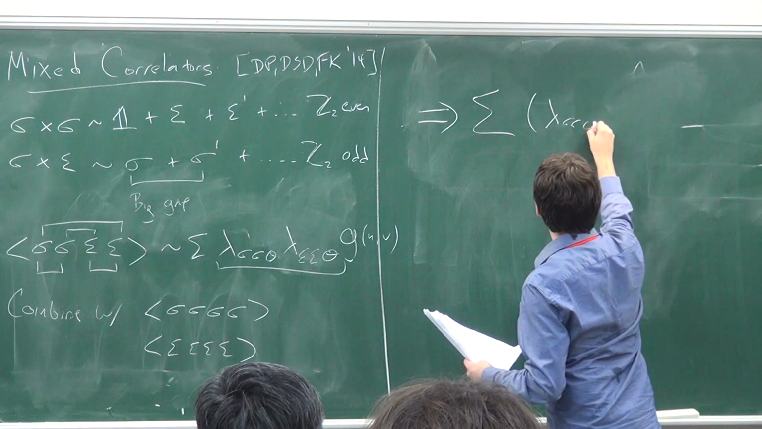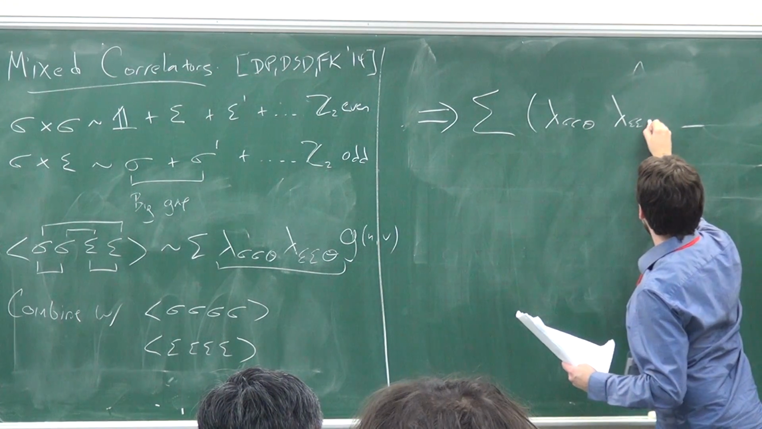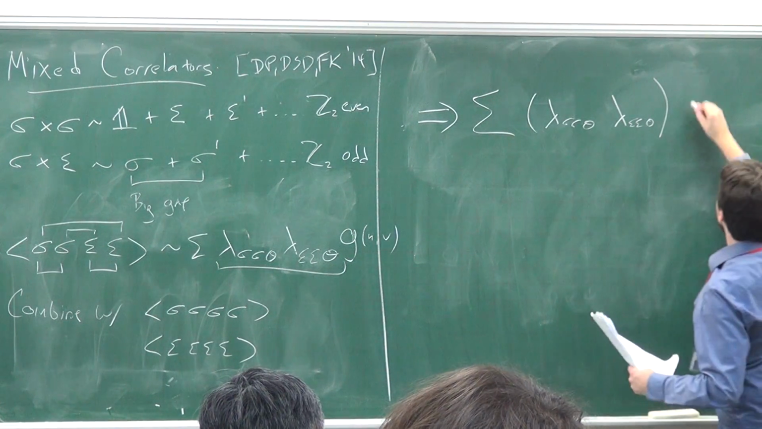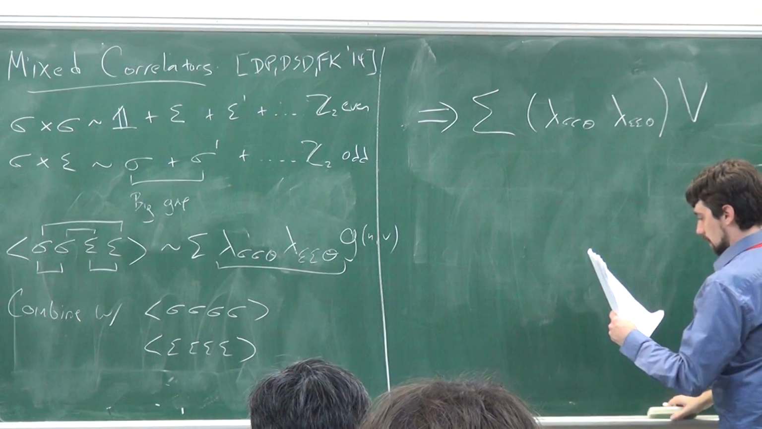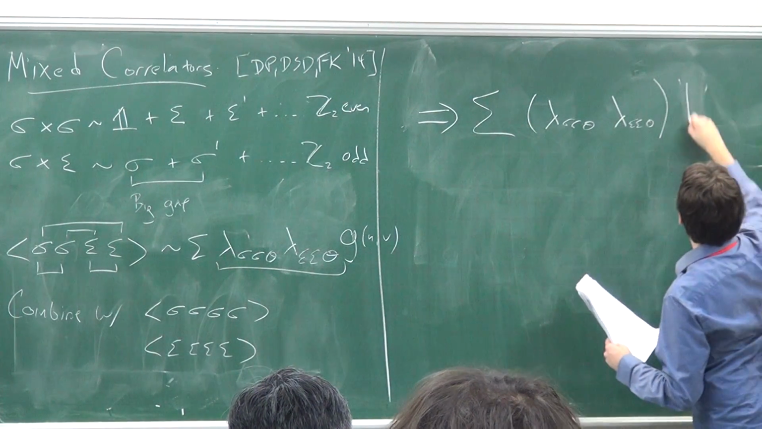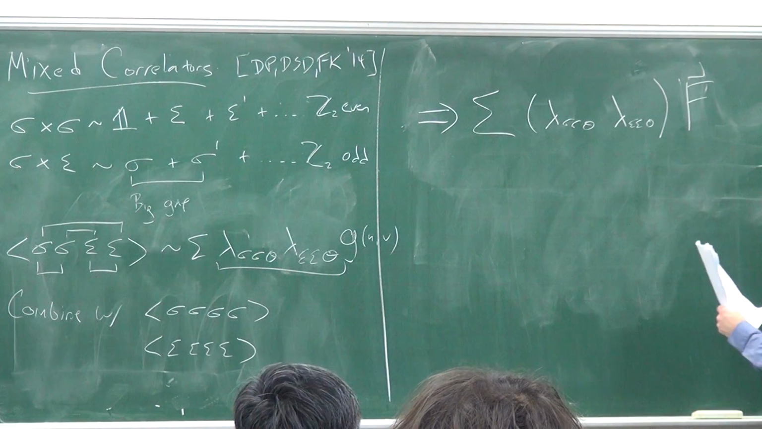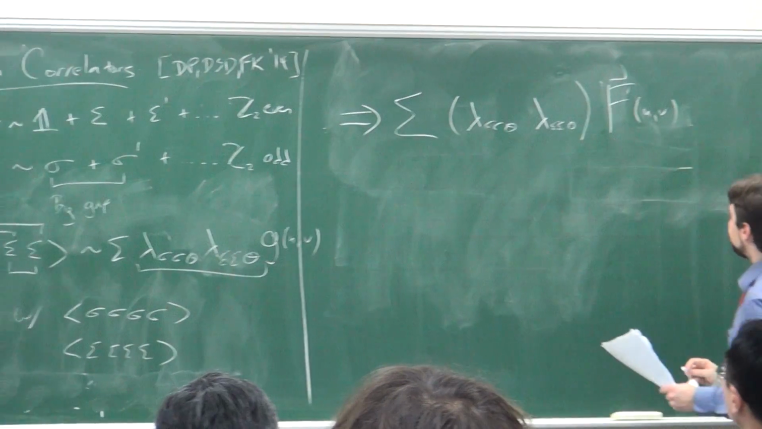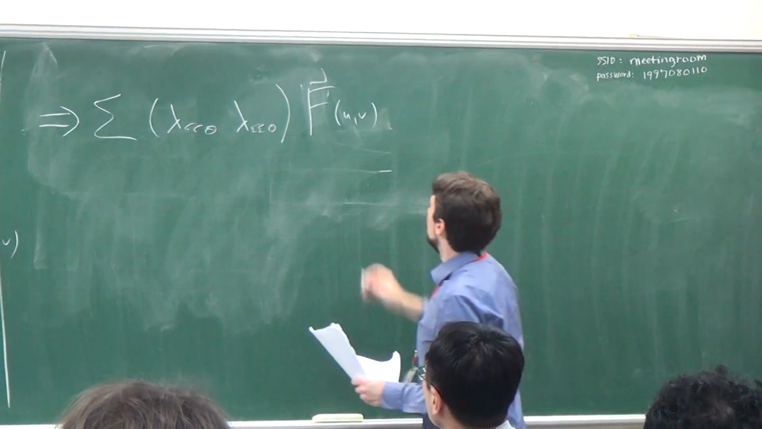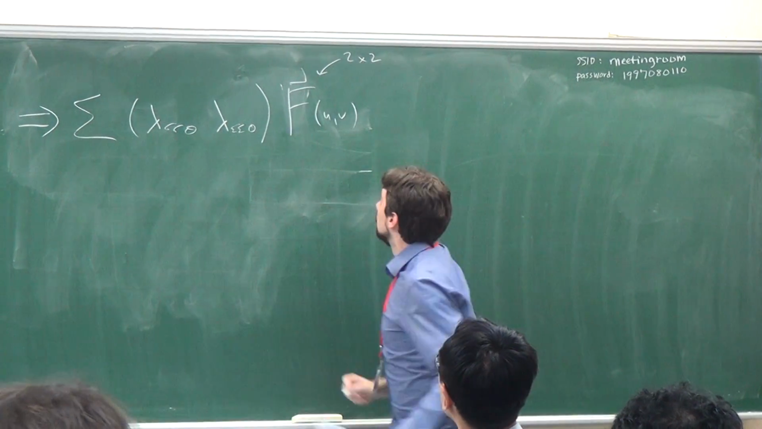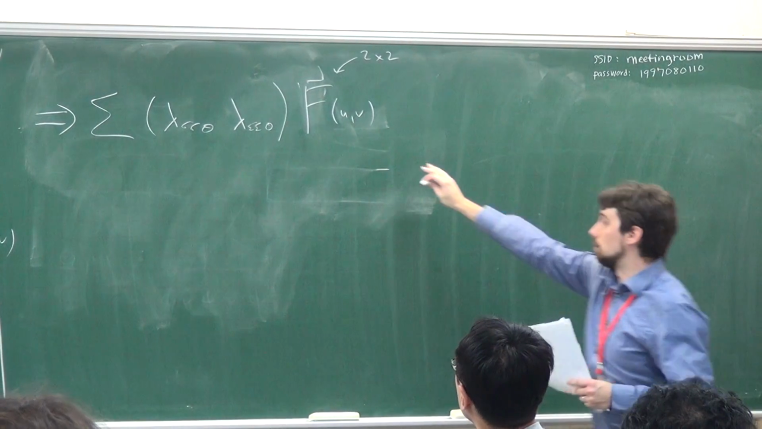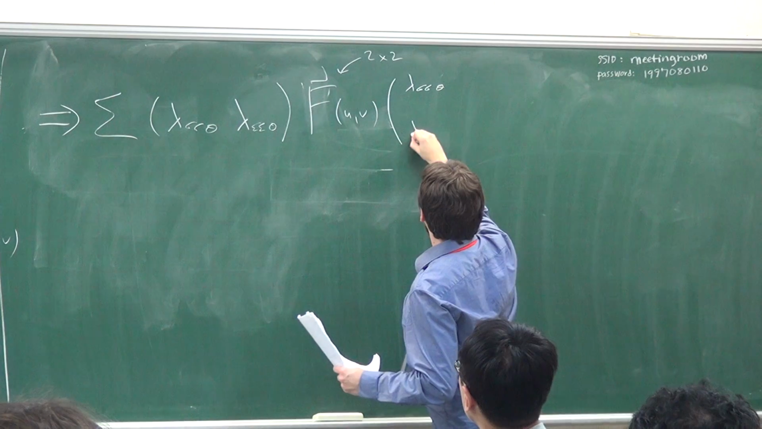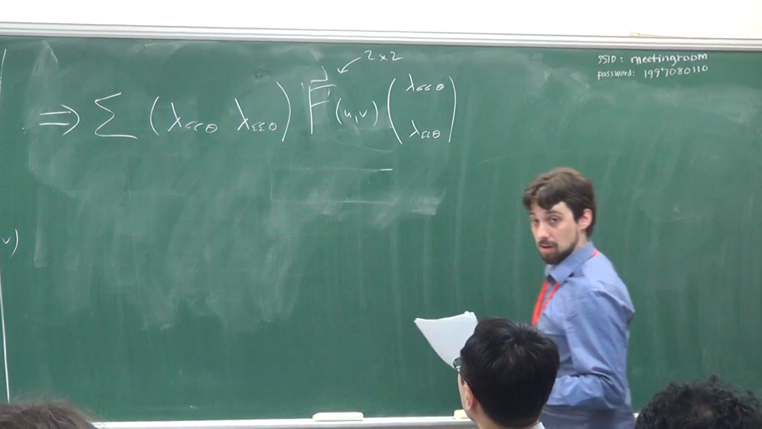lambda sigma sigma O, lambda epsilon epsilon O. So I'm going to put these together into a 2-vector. Then there's some, call it F again, there's some 2x2 matrices, which depend on U and V and could be related to the conformal blocks. And then on the other side I have lambda sigma sigma O and the epsilon epsilon O again.